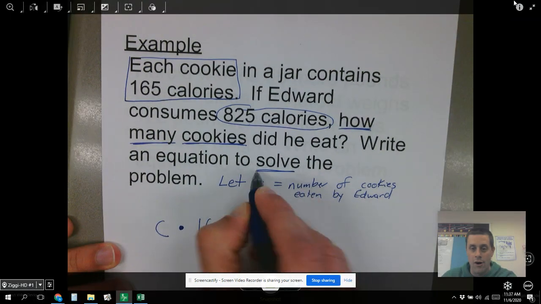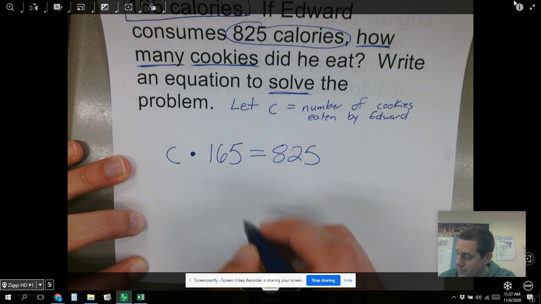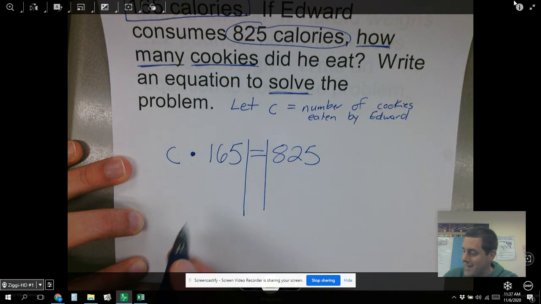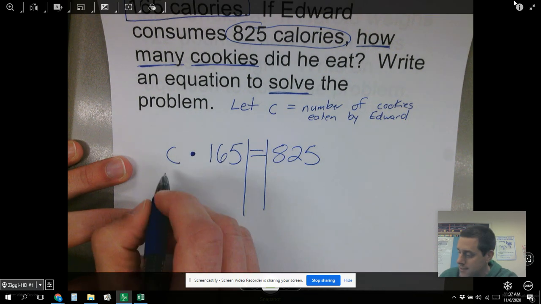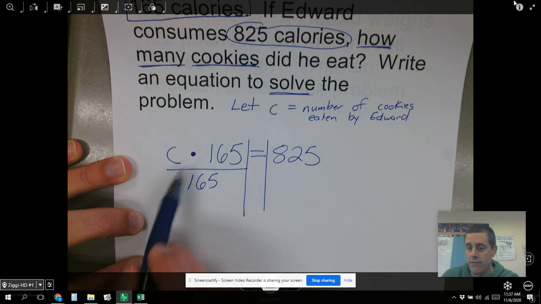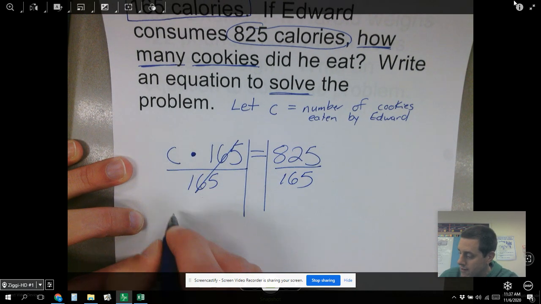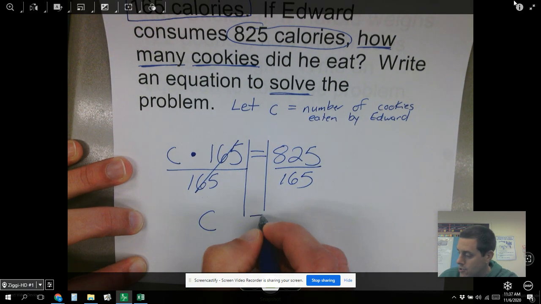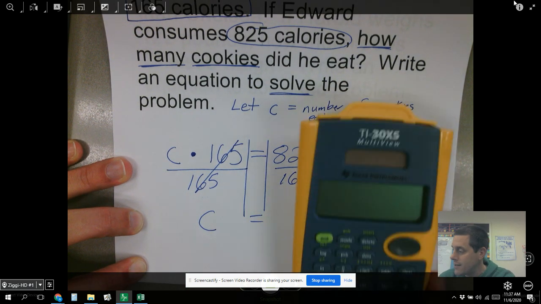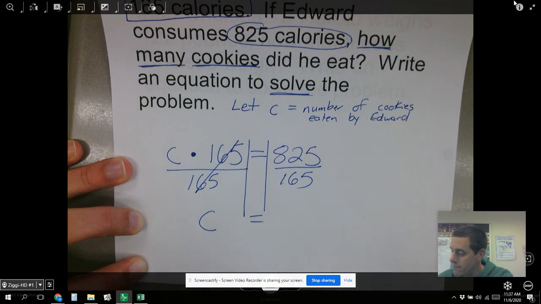Now, let's actually solve this problem. To do that, we're going to solve our one-step equation just like we did in a previous lesson. Break your equation into two sides. C is being multiplied by 165. The opposite is to divide by 165. Whatever you do to one side of the equation, do the same thing to the other. Multiplicative inverse leaves me with just C over here. I'm going to drop my equal sign, and now we have a calculation. Grab that trusty calculator if you need to. 825 divided by 165 gives us 5.